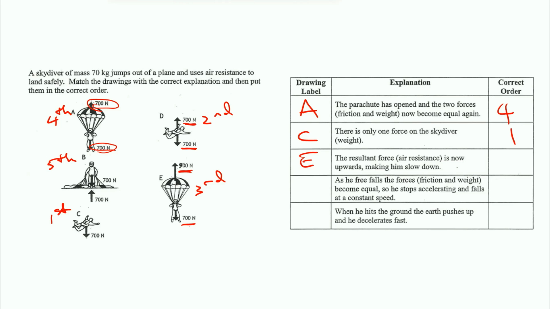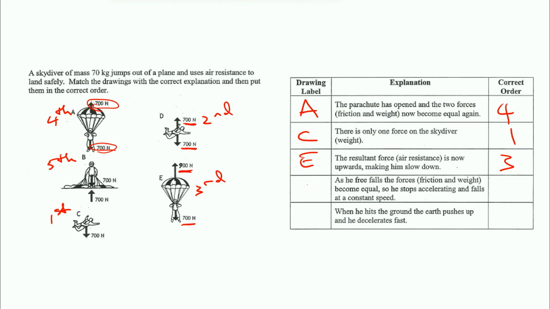The resultant force is now up. So they accelerate upwards. But the person was already moving down, so generally we say they slow down. Because they were moving down towards the ground, but getting slower and slower, that is actually the same as accelerating upwards. So that was number three. As they free fall, the forces, friction and weight become equal, stops accelerating, falls at a constant speed, which of course we call terminal velocity.